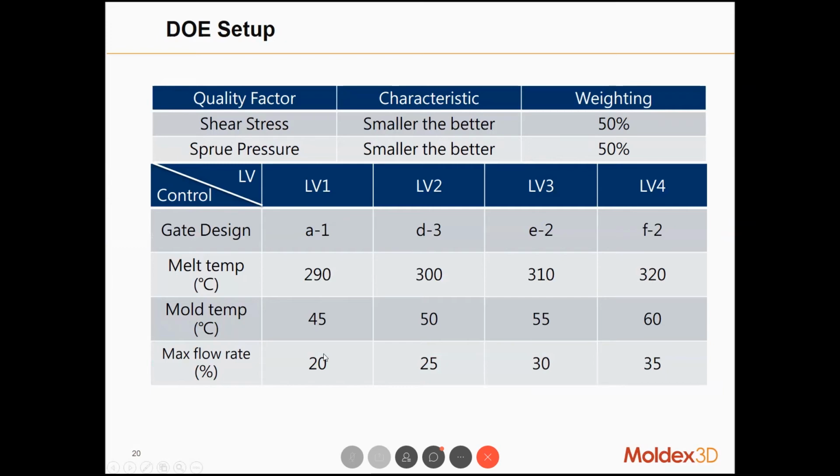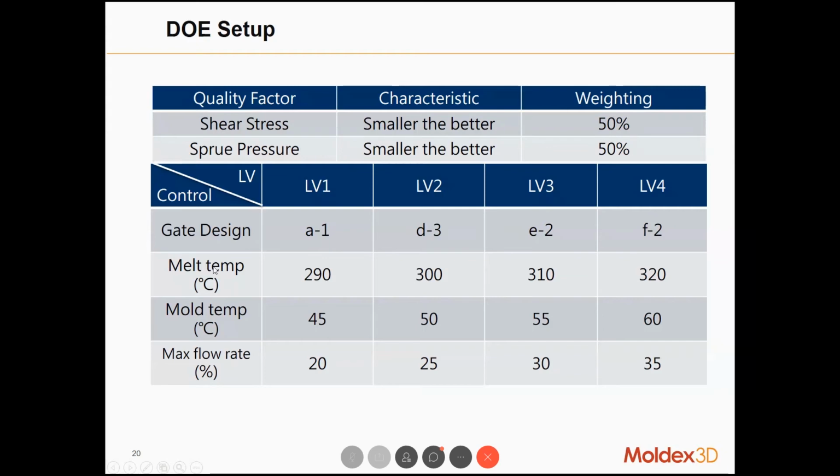So here is the DOE setup. Because we already know that the problem comes from the stress, what we would like to do is change the shear stress to a lower value. And also we would like to change the sprue pressure to a lower value in order to avoid a really high pressure which would lead to the shear stress. Here you can see the weighting of both parameters is 50%.